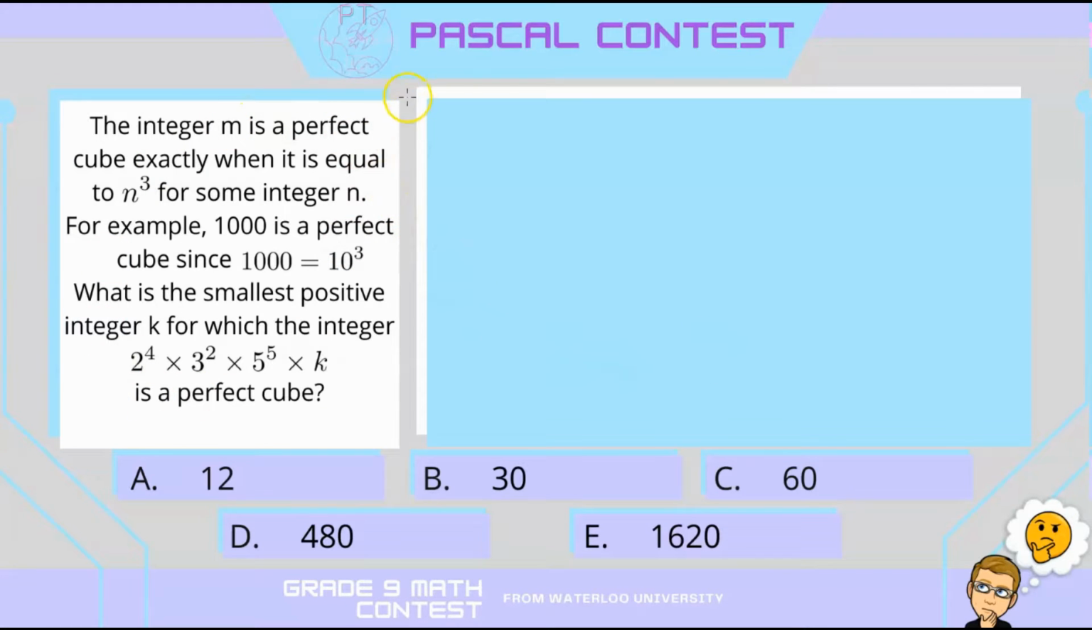This is a question from the Pascal contest for grade 9 math from Waterloo University. It says, the integer m is a perfect cube exactly when it is equal to n cubed for some integer n. For example, 1000 is a perfect cube because 1000 is 10 cubed. What is the smallest possible integer k for which the integer 2 to the 4 times 3 squared times 5 to the 5 times k is a perfect cube?